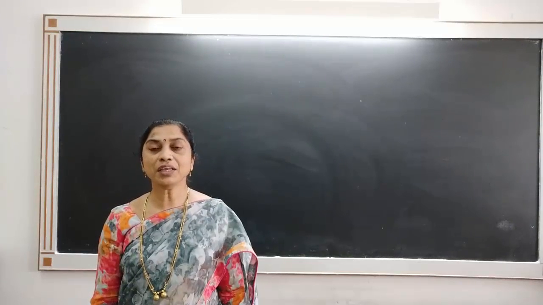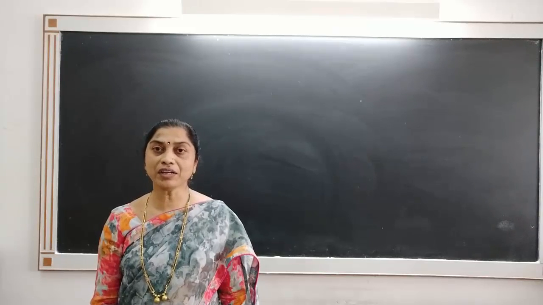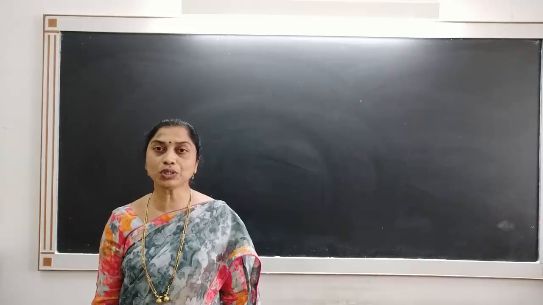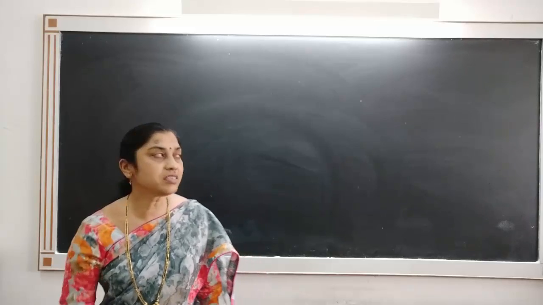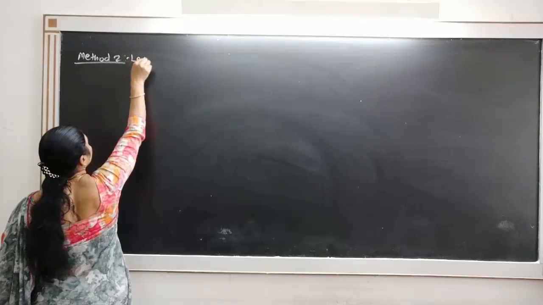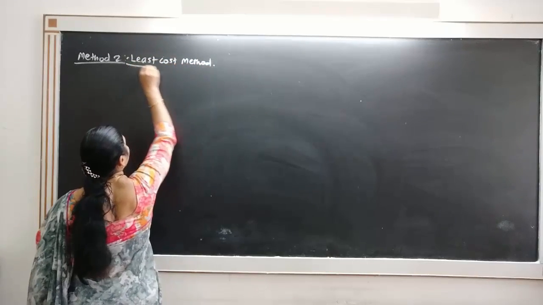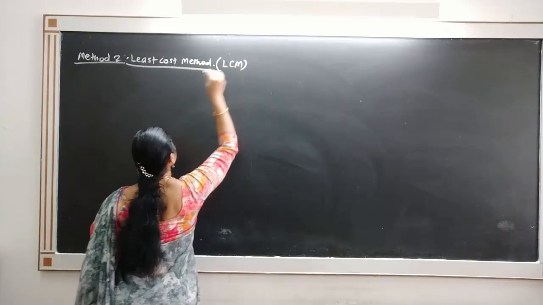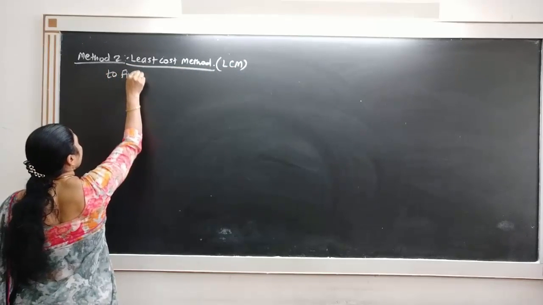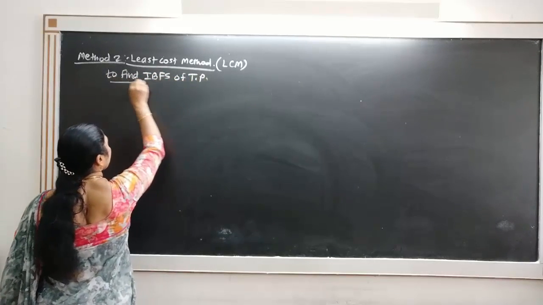Hello friends, in the previous lecture we have seen the northwest corner method to find the initial basic feasible solution of a transportation problem. Today we are going to see the second method, that is the least cost method, in short LCM, to find the initial basic feasible solution of the transportation problem.